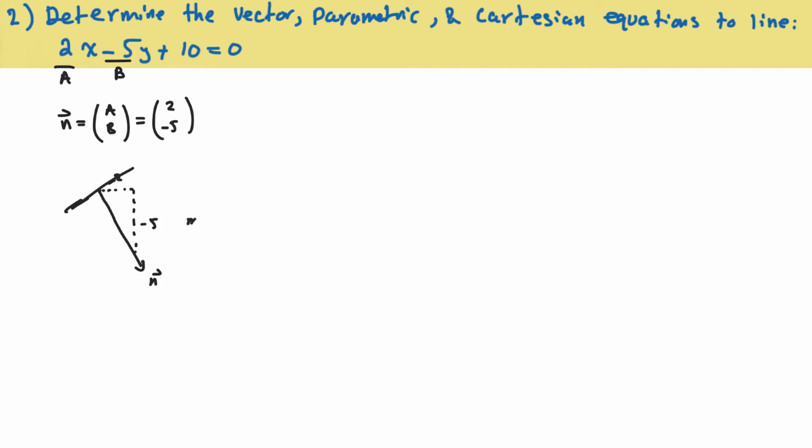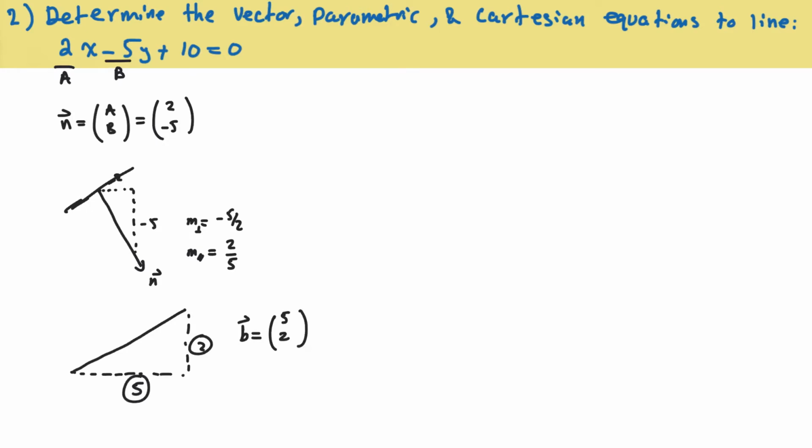So if the slope of this normal is equal to negative 5 over 2, then the slope of our line, which is perpendicular to the normal, is going to be the negative reciprocal of this, which is going to be 2 over 5. And that means our line here, the one that's going like this, will have a rise of 2 and run of 5, and that means its direction vector is going to be 5 in the x direction and 2 in the y direction.